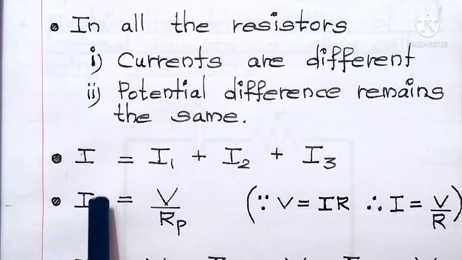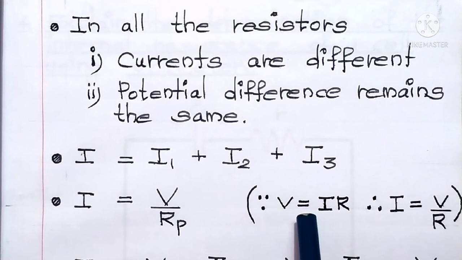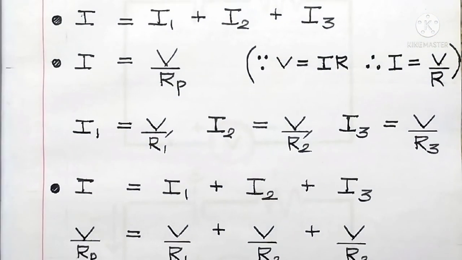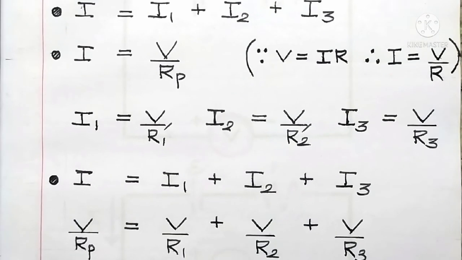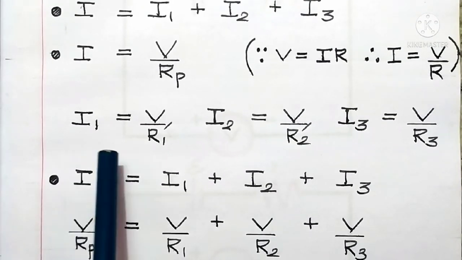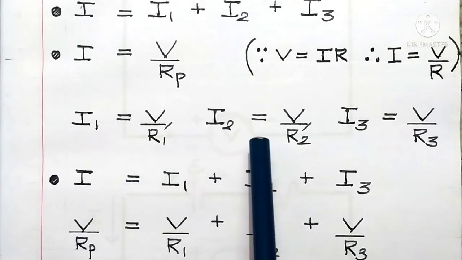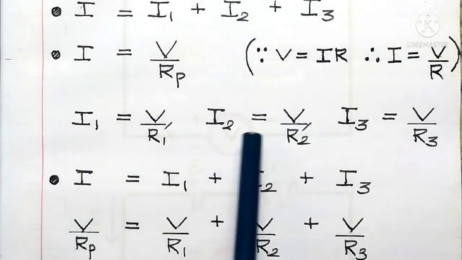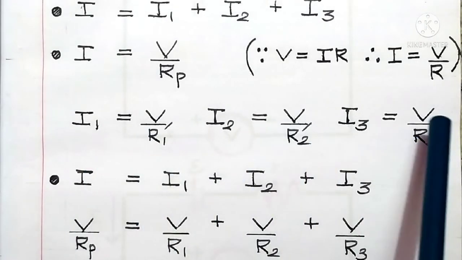How do we get this expression? From Ohm's law, V is equal to IR, therefore I is equal to V by R. So here, as these resistors are in parallel connection, instead of writing R, I have written R with a subscript P. So I is equal to V by Rp. In the next step, I1 is equal to V by R1, I2 is equal to V by R2, I3 is equal to V by R3. Here in all these 3 cases, V remains the same.